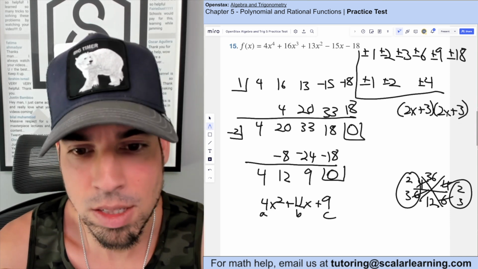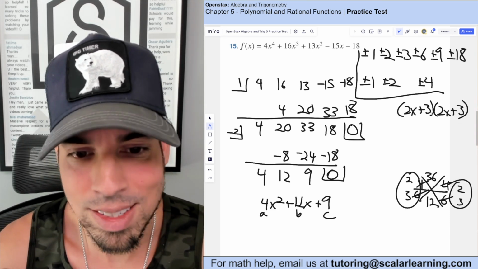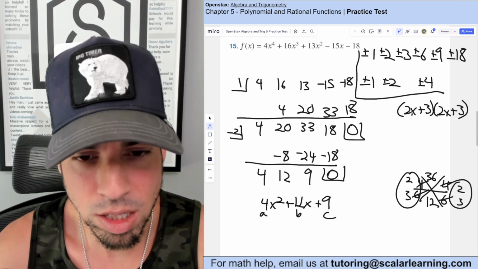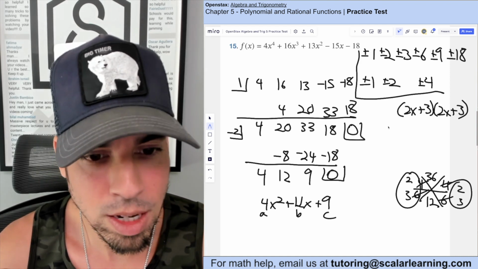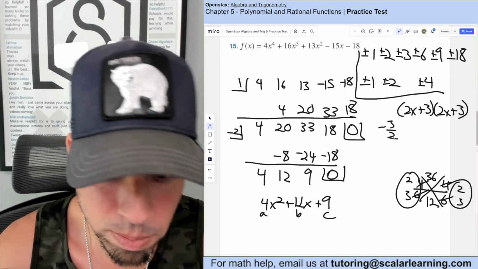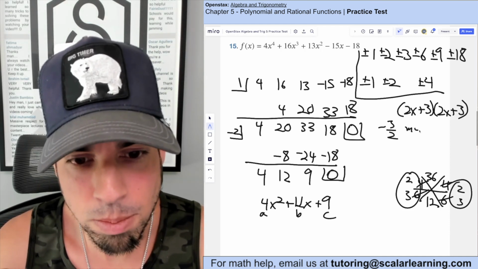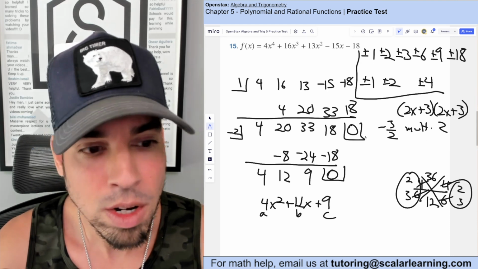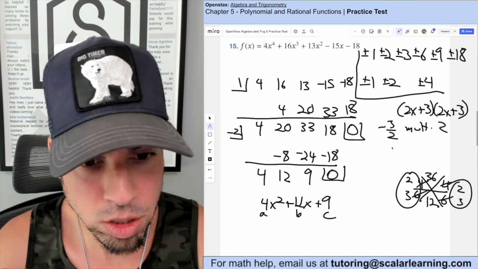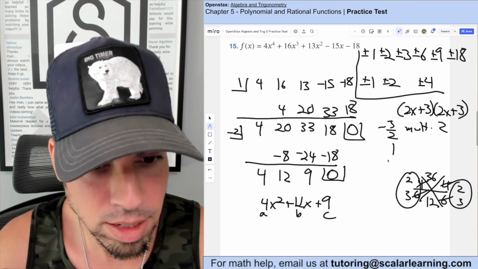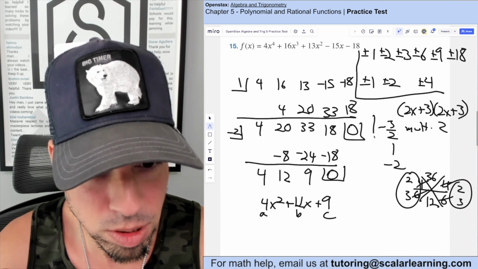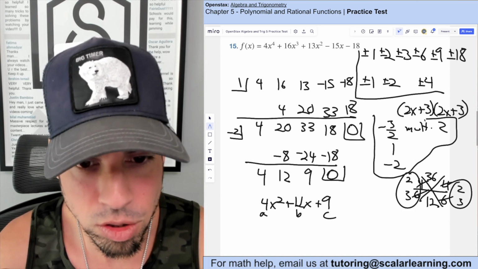All right, so that's going to be the same 0. What's going to zero this out? That's -3 over 2, right? Times 2 is -3 plus 3 is 0. So we got -3 over 2. And since it's occurring twice, it's really 2x plus 3 squared. That's a multiplicity of 2. And then the other ones are just occurring once. We have also 1 and -2. Those both have just a multiplicity of 1. So these are your zeros.